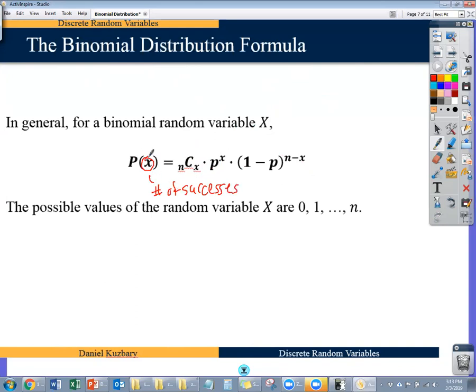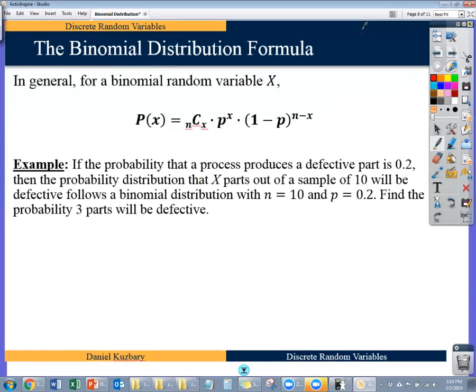And this works just like an f of x formula in algebra. You plug in an x, you put the x there, there, and there. Everywhere you see an n, this is the number of trials. And everywhere you see a p, you've got your success probability. So once you've identified something as binomial, you know what p is and you know what n is, and then you can find the probability that x is 0 or 1 or 2 or 3 or so on. I want to show you how to do a problem like this using the formula.